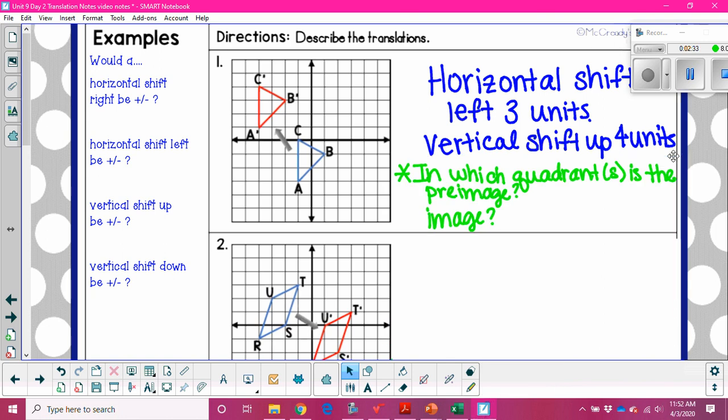So in which quadrant or quadrants is the preimage? Okay, triangle ABC. Remember, this is quadrant 1 here, this is 2, this is 3, and this is 4. So your preimage here is in both quadrants 3 and 4. Okay, what about the image? It is in quadrant 2.